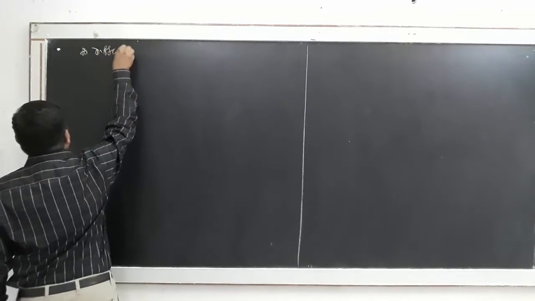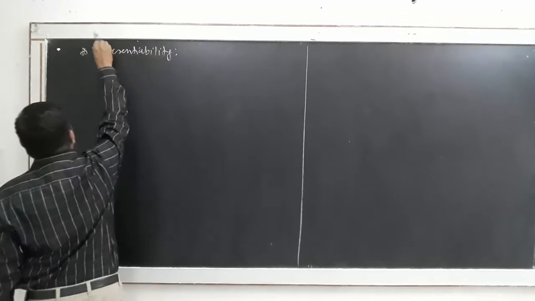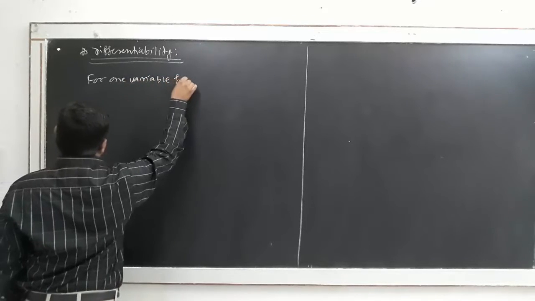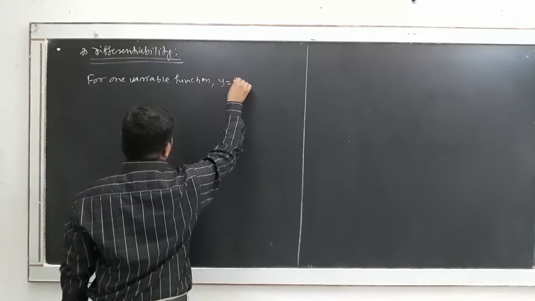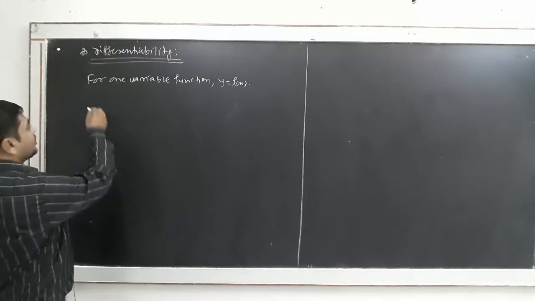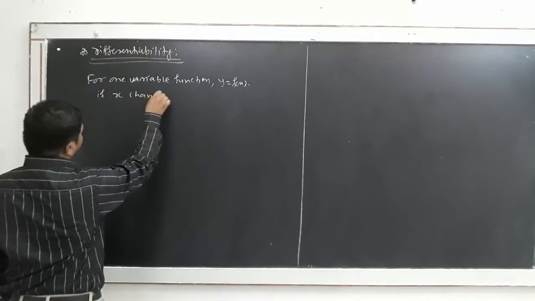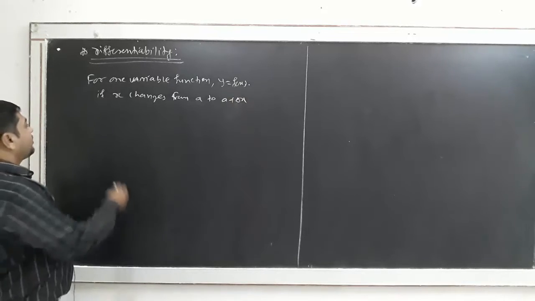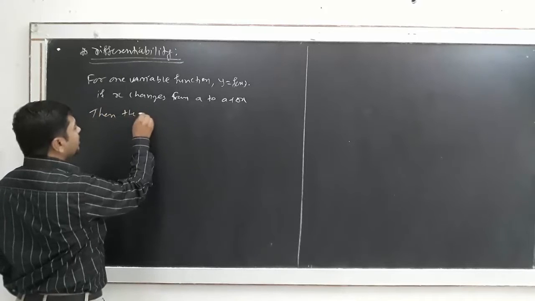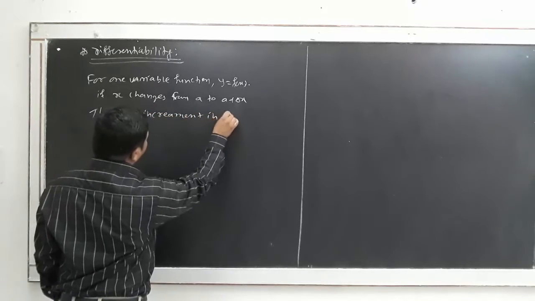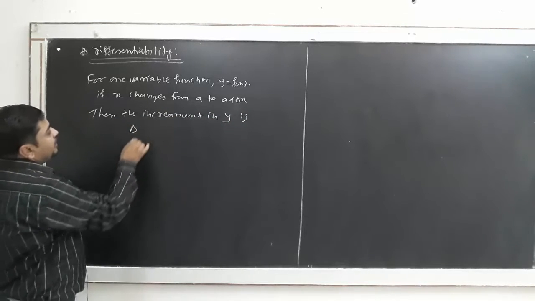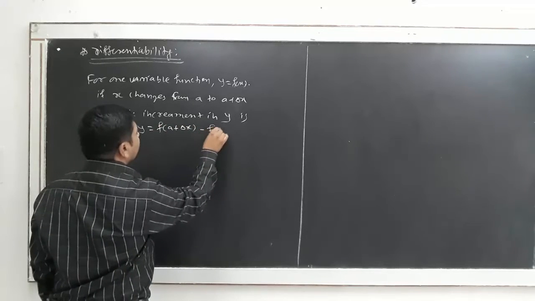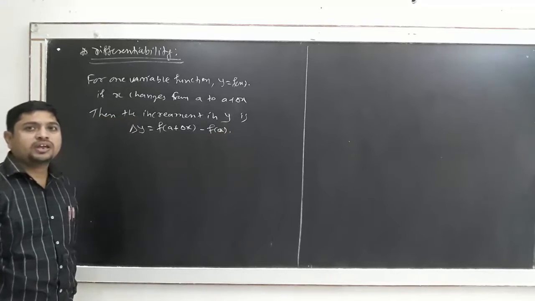Now we define differentiability. For a one variable function, suppose y is equal to f of x. If x changes from a to a plus delta x, then the change in y, or increment in y, is denoted by delta y. It is equal to f of a plus delta x minus f of a.